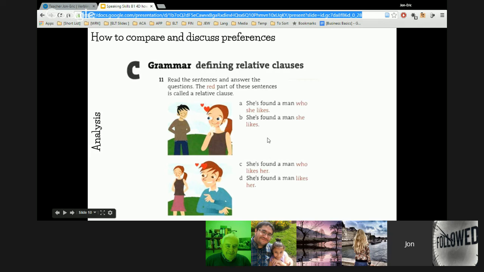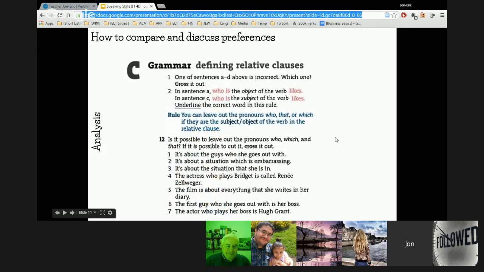And this is what I want to get at. Over here, we can summarize the rules based on those examples you just saw. Okay? So one of the sentences in A to D is incorrect. Which one? We already decided letter D is incorrect. So what are the rules? What are the rules?